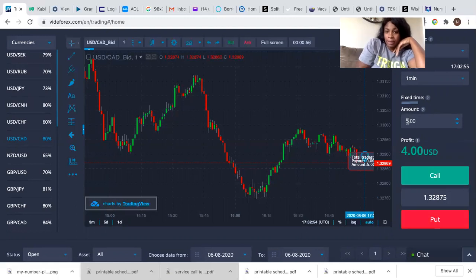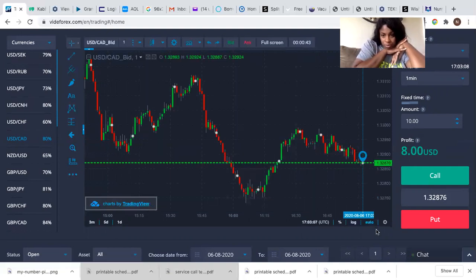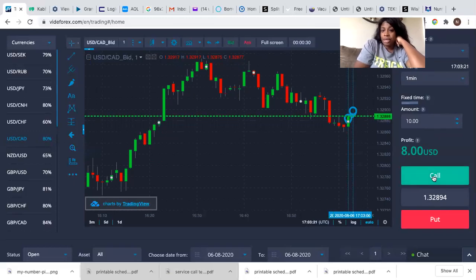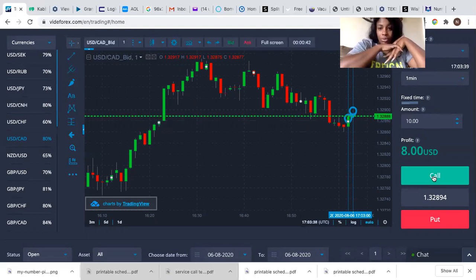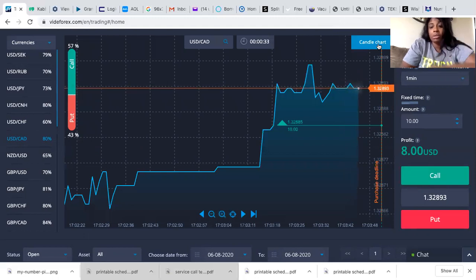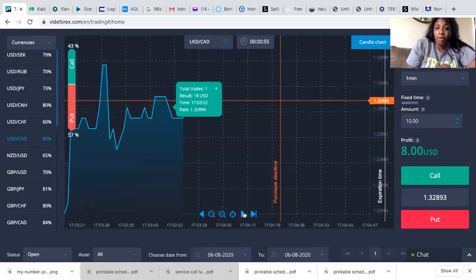I lost the trade. I'm going to double up for 10. All right, looks like it's going to be a call because it's green. So we're going to go ahead and buy that. Going to check the tick chart to see where I'm at. I'm definitely above it. Let's hope that it holds and it doesn't drop. And there you have it. I won the trade, $18.